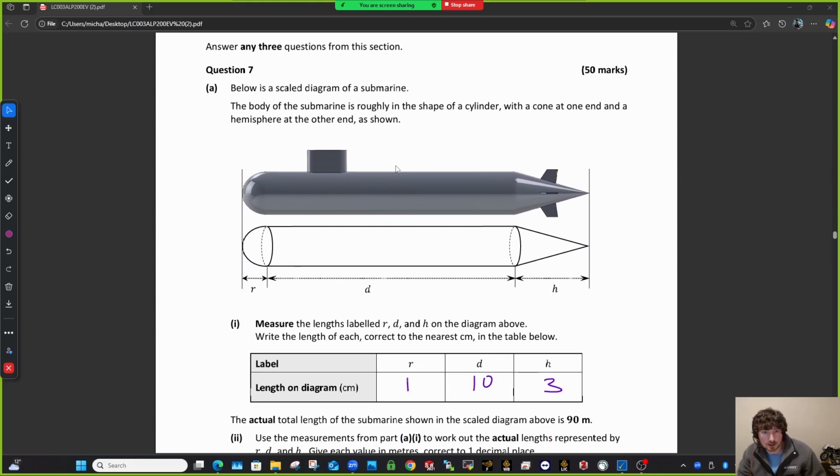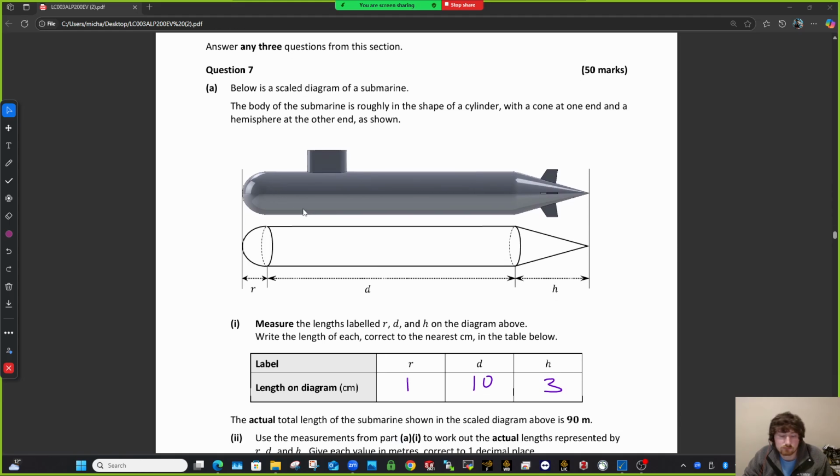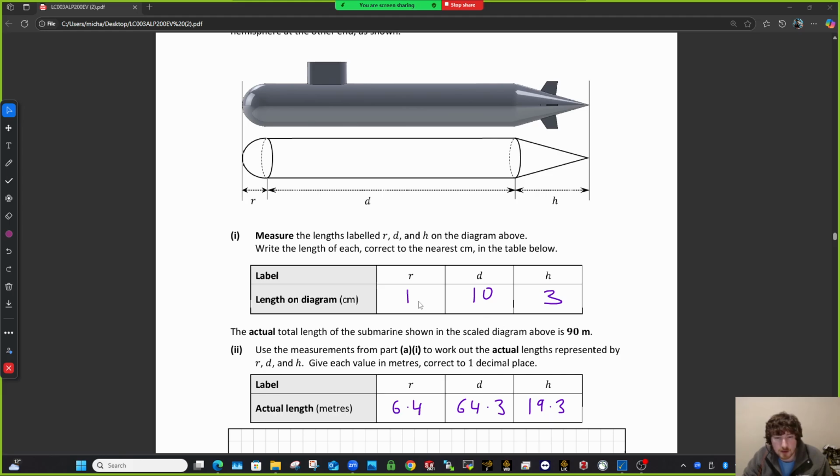Right, yeah, this here. So someone at the Department of Education can use SolidWorks, because that's where this came from. You can tell by the shading. I think it's a bit silly making people measure something like this in centimeters, but yeah, get people a bit comfortable, I suppose, going into section B. So maybe not the worst thing in the world. I measured them as best I can on a PDF, and I got 1, 10, and 3. And that's just using a ruler.